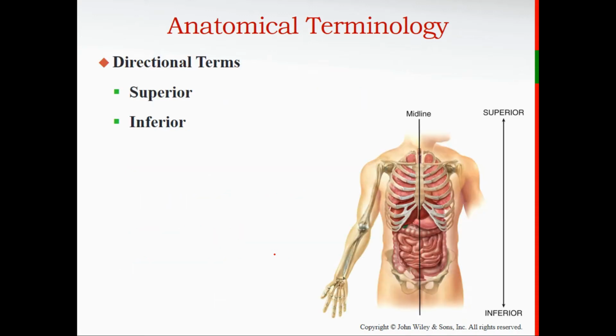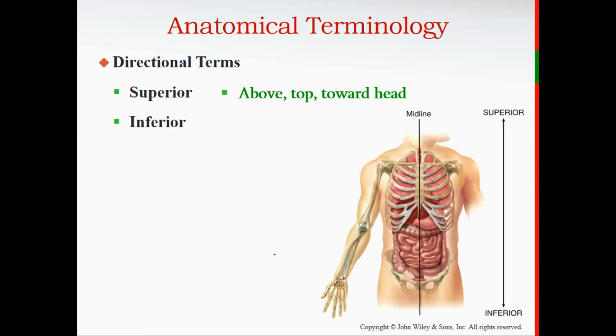Okay, let's talk about our directional terms. You'll find that many times they work in pairs. They are opposite of each other. So the first is superior and inferior. Superior does not mean better than, it means above or higher. Above, top, or towards the head.